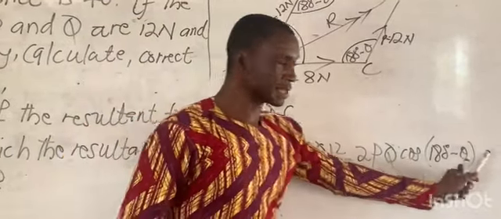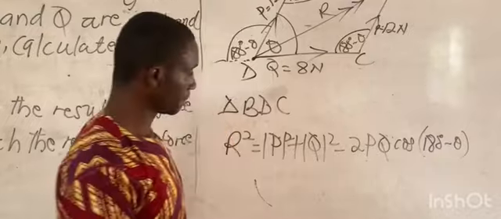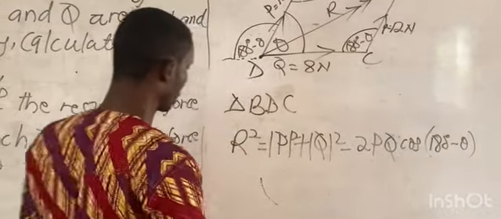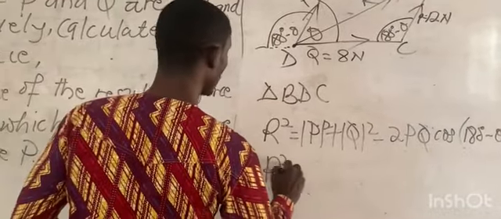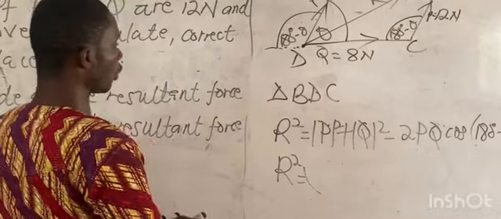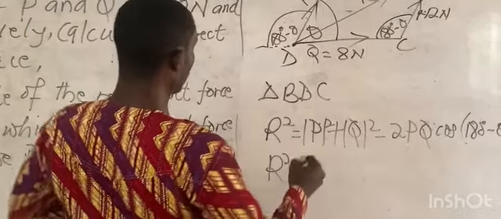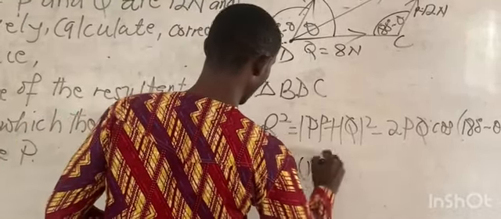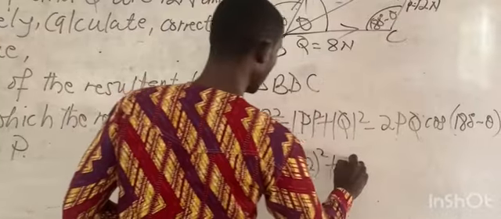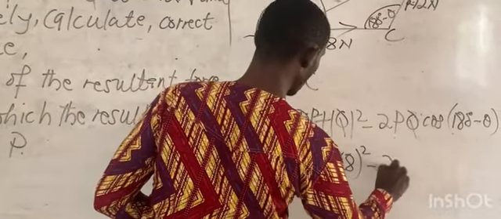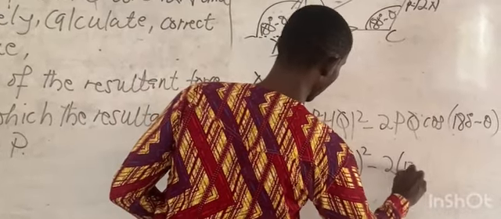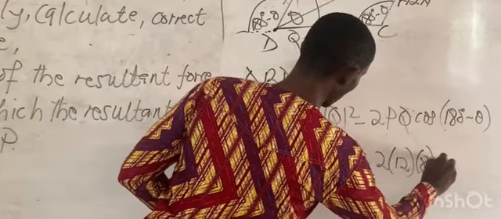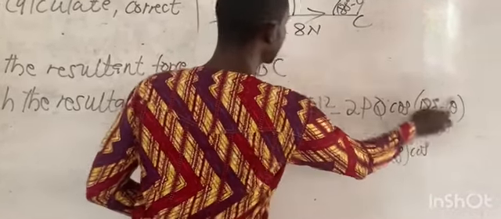But cos(180 − θ) is the same as −cos θ. But let's leave it here. So R squared, the resultant force squared, is equal to, what is P? P is 12 squared plus 8 squared minus 2 times 12 times 8 cos(180 − θ).